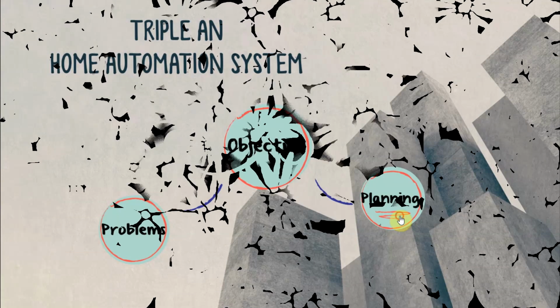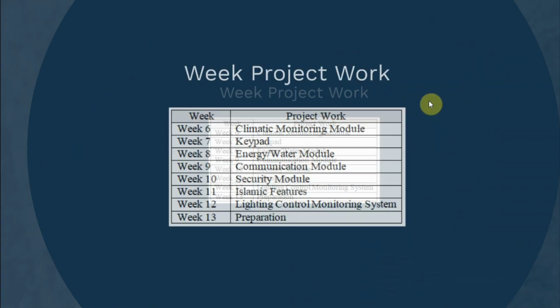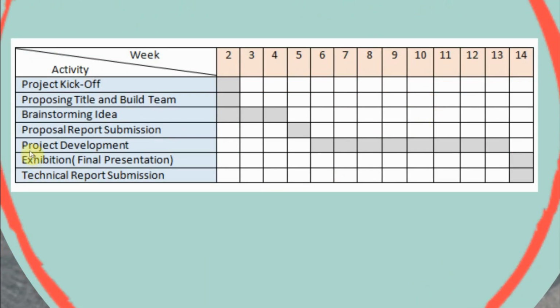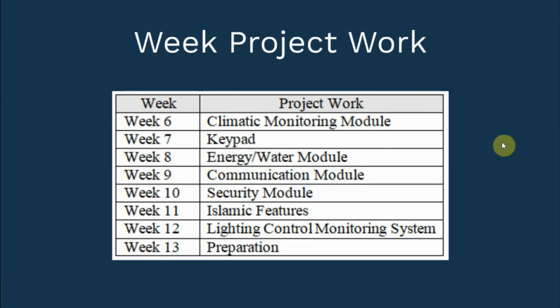For the planning, we have two timelines, which is the project timeline and development of product timeline. Basically, we will highlight the main part for the progress work, which is the development of product starting week 6 until week 13. For every week, we are dividing the modules specifically for each week, as we can see in this timeline.